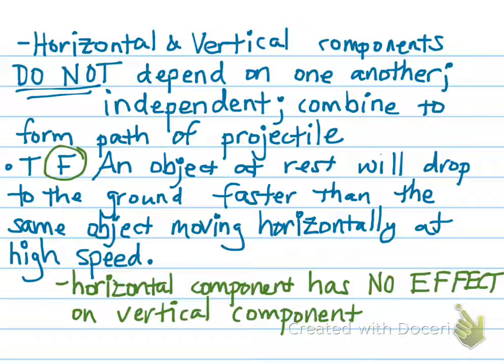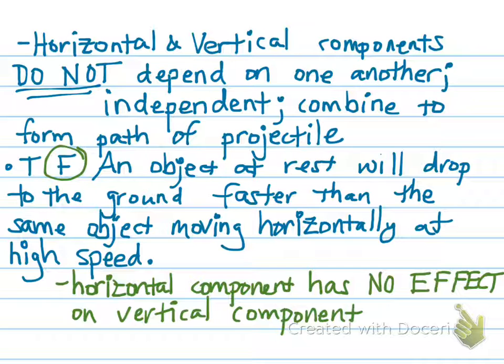Because both objects are acted on by gravity in exactly the same way, they're both going to hit the ground at the same time. It doesn't matter that one's being shot out the end of something really quickly. The time it takes for them to hit the ground will be exactly the same, because how fast this object falls up and down doesn't depend on how fast it's moving left to right.